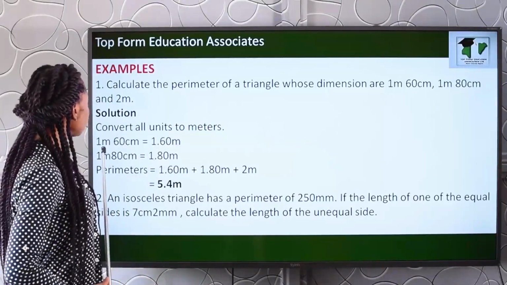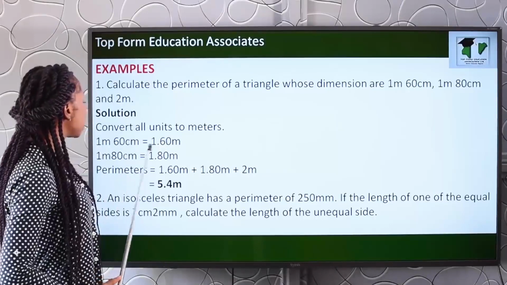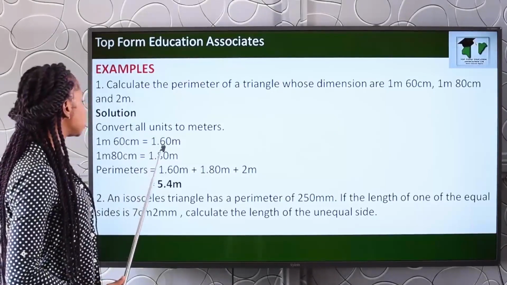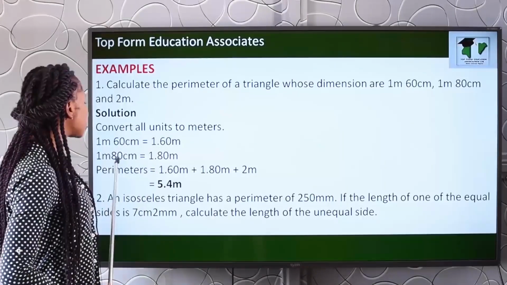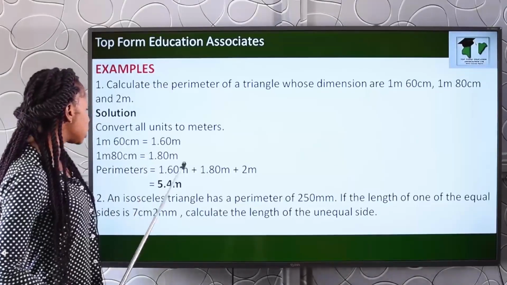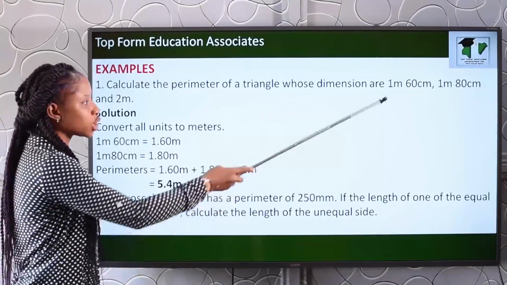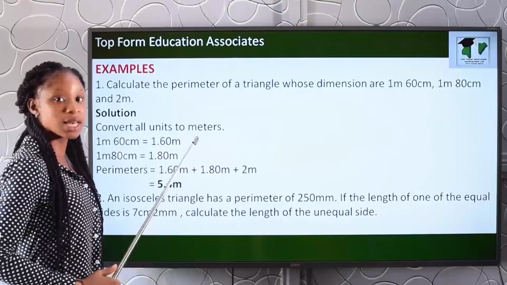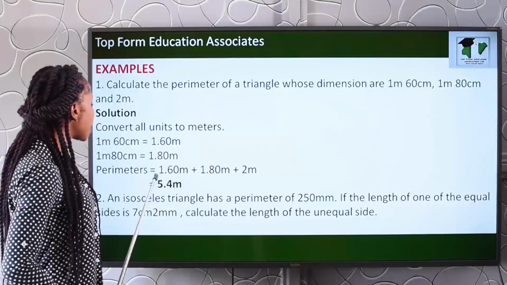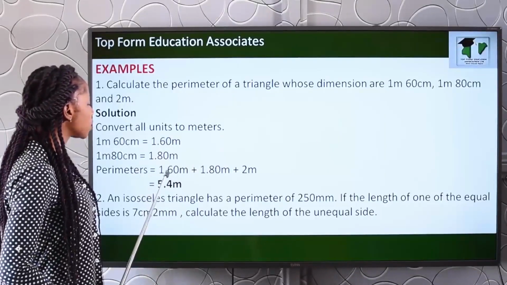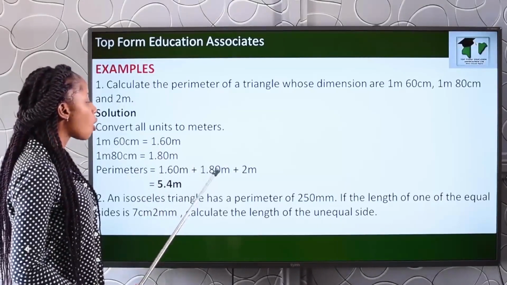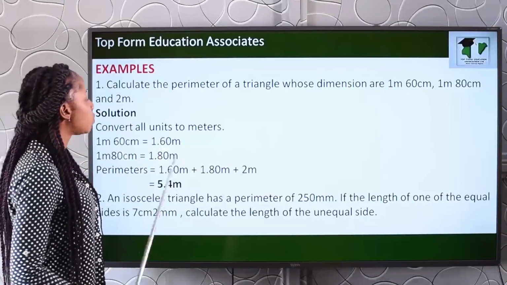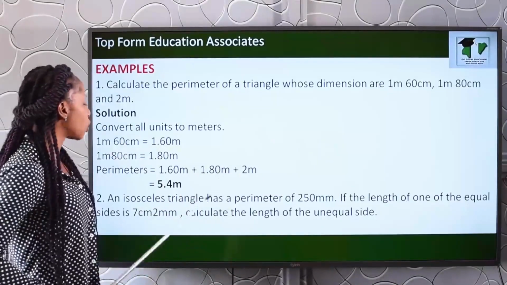In turning centimeters to meters, we divide by 100. When we do that, we have 1.60 meters, and we do the same for 1 meter 80 centimeters, and we have 1.80 meters. So very easily, if you look at this, you will see that they are unequal, so you can guess that it's a scalene triangle. So we use the formula, we add all together. So it will be 1.60 meters plus 1.80 meters plus 2 meters to give us 5.4 meters. So the perimeter of this triangle with the given dimension is 5.4 meters.